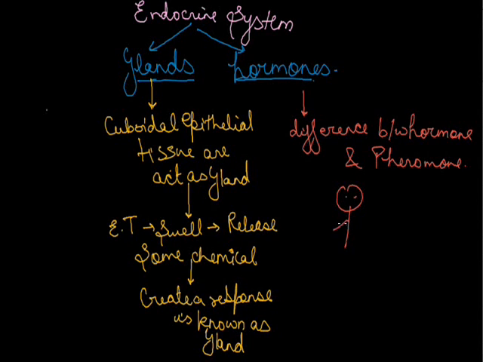Next, talking about hormones, first we should know the difference between hormone and pheromone. A hormone is a chemical released from a person and acting on the same person, whereas a pheromone is released from one person and acts on a second person.